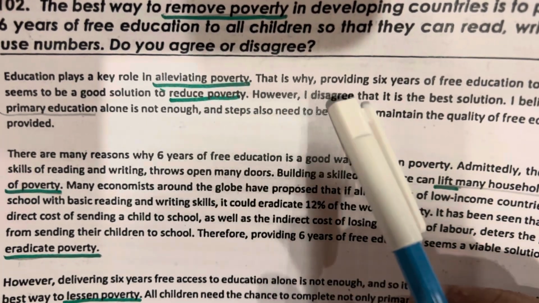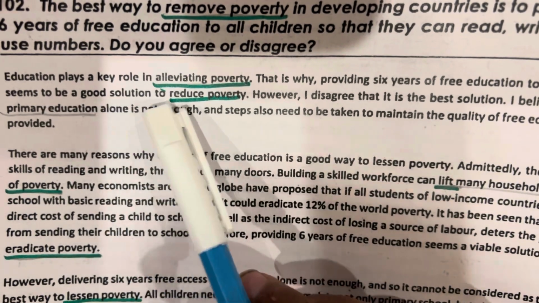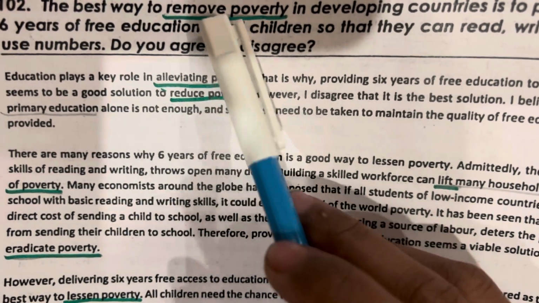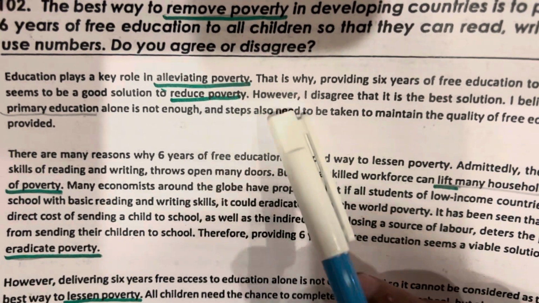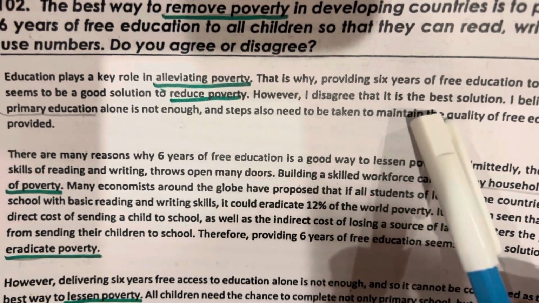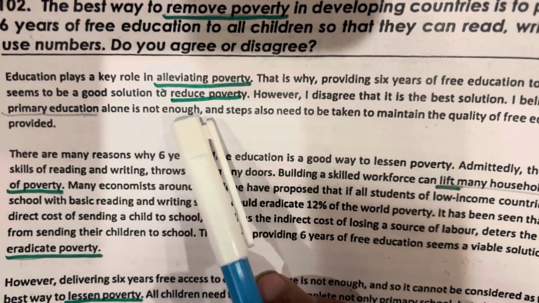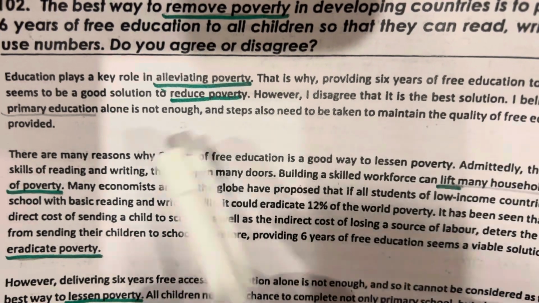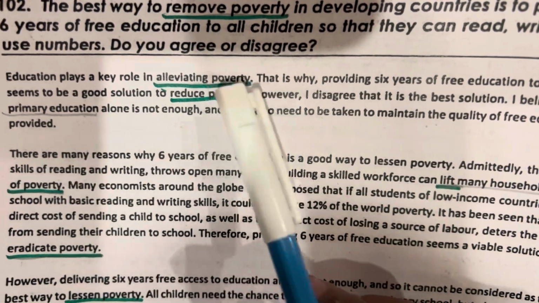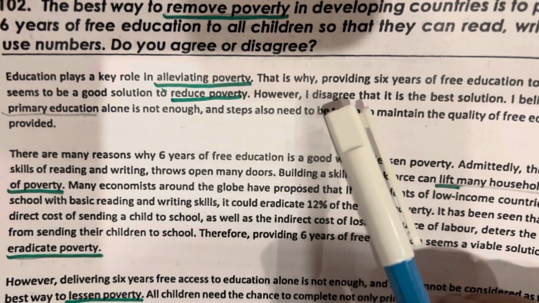That is why providing 6 years of free education to children seems to be a good solution to reduce poverty. Okay, remove poverty, alleviating poverty, and reduce poverty. However, I disagree that it is the best solution. I believe that primary education alone is not enough and steps also need to be taken to maintain the quality of free education provided. Okay, so first I paraphrase and then I give my opinion.